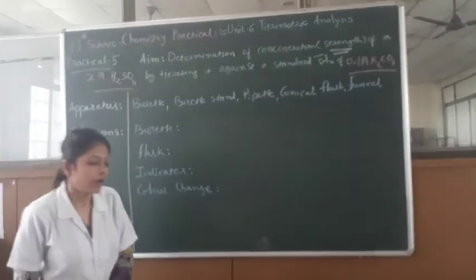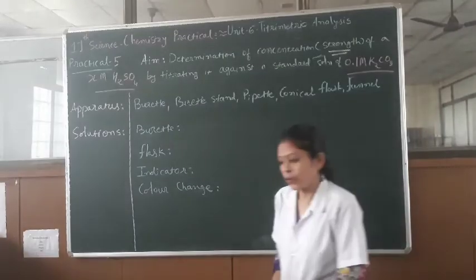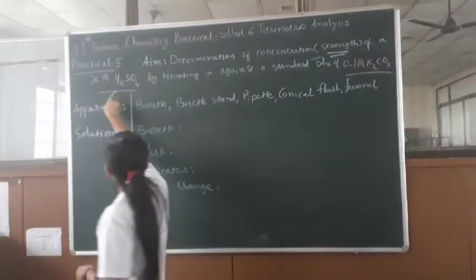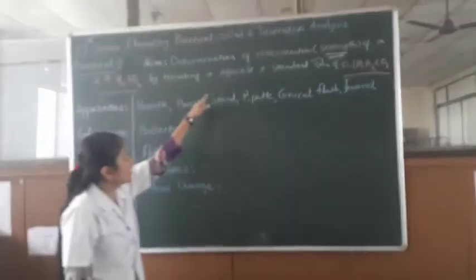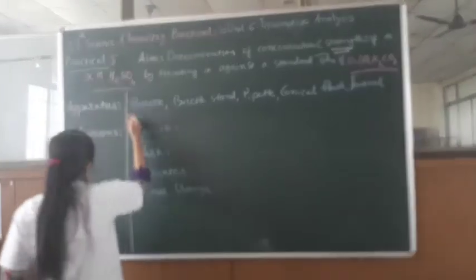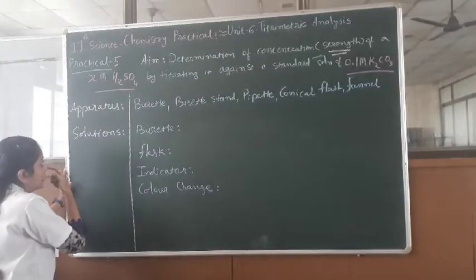I hope that you have all written your practical 4 in your notebook. So let's start our practical number 5: determination of concentration strength of X molar H2SO4, that is sulfuric acid, by titrating it against a standard solution of 0.1 molar K2CO3, potassium carbonate. Same format you have to write in your notebook.